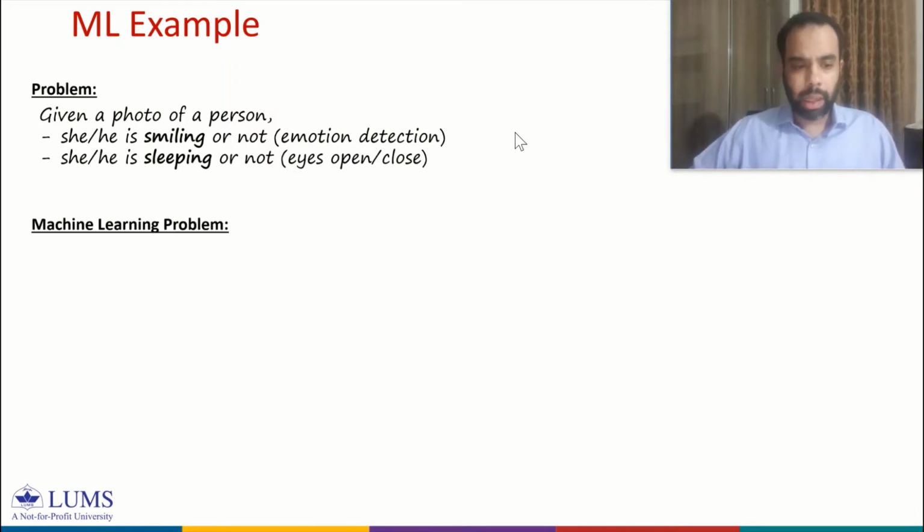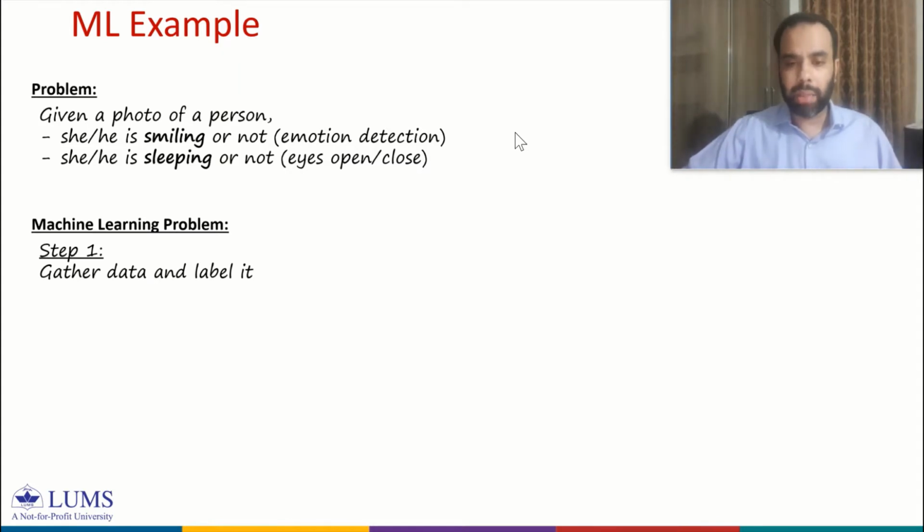The first step in every machine learning problem is data gathering. We want to gather data. For example, if we want to find out whether a person is smiling or not, we want to get photos of different persons and label those photos, whether in some photo the person is smiling, in some photo the person is not smiling, or in fact we can even quantify the percentage of the smile in each photo.